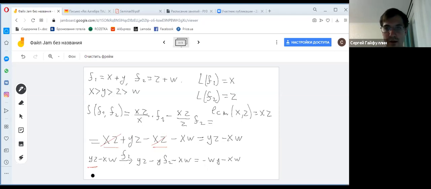And the second one, I should reduce this polynomial, so minus wy minus xw. I should reduce it the only way, by this monomial, by f1.